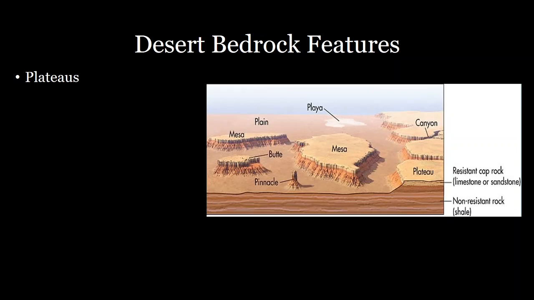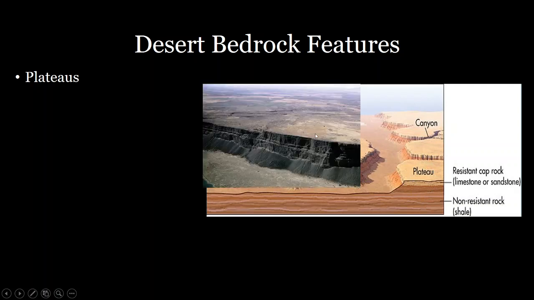So next, we're going to be talking about bedrock features in deserts. When you have water flowing in a desert, especially over an area where you have exposed bedrock, then you can have erosional features that result. The largest of which are plateaus. Plateaus, like you can see here, are large, expansive regions of exposed bedrock, usually with a very flat top, that are higher than the desert region below them.